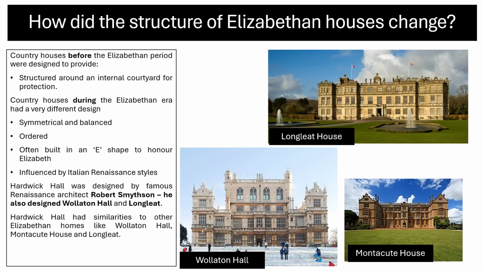However, country houses in the Elizabethan era were much more open and had a very different design. The emphasis was on them being symmetrical and balanced and about providing good order. They were often built in an E shape to honour Elizabeth herself, and we can see that with places like Hardwick Hall or Montacute House, for example. And they were very heavily influenced by Italian Renaissance styles. Now, we'll find in this presentation that Hardwick Hall was designed by the famous Renaissance architect Robert Smythson. He also designed Wollaton Hall and Longleat, and Hardwick Hall has a lot of similarities to those other Elizabethan houses.